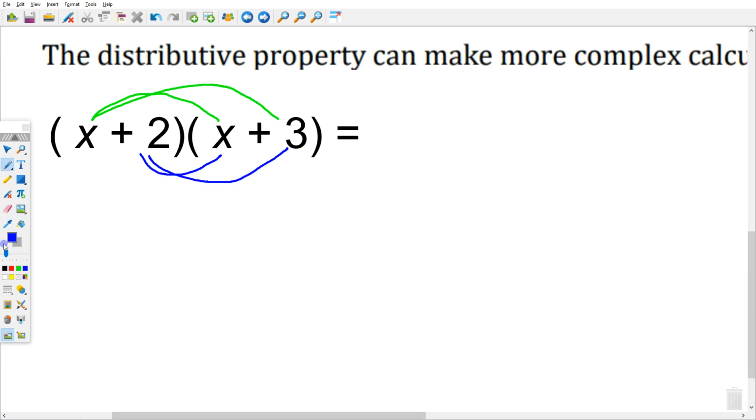So if we were to do the x times x, we will get x squared. So that's that one there. If we do x times 3, we get plus 3x. Then we move on to the 2. So we've got those two multiplications coming from that first x. That one's done. Now the 2 is going to be positive 2 times x, which is plus 2x, and then positive 2 times 3. So we're coming down here. 2 times x, 2 times 3, which is 6.